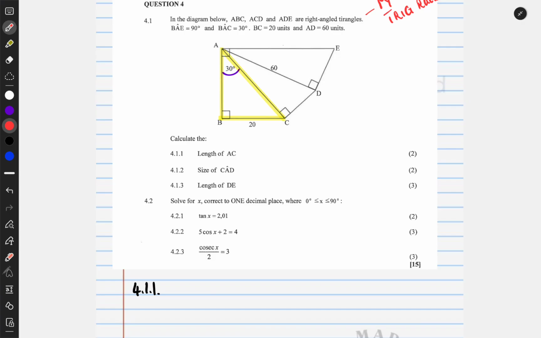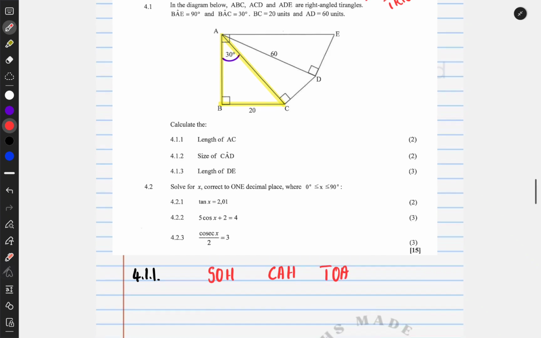Maybe before we get started, let's remind ourselves of SOHCAHTOA. When we are dealing with opposite and hypotenuse side, we use sine. When we are dealing with adjacent side and hypotenuse side, we use cosine, and when we are dealing with opposite and adjacent side, we use tangent or tan. And AC here is the hypotenuse side.